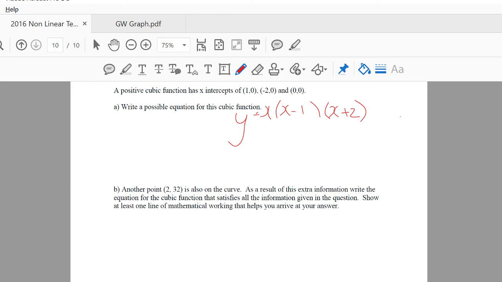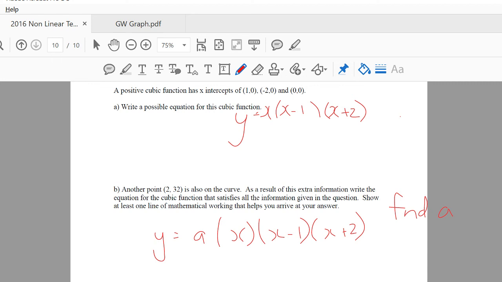So next question says, another point 2, 32 is also on the curve. So don't forget that there's also a possible a number in here. So what we've actually got is y equals a times x times x minus 1 times x plus 2. All right. Another point 2, 32 is also on the curve. As a result of this extra information, write the full equation. So that's actually asking us to find a.